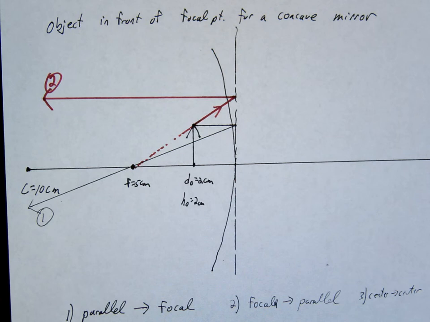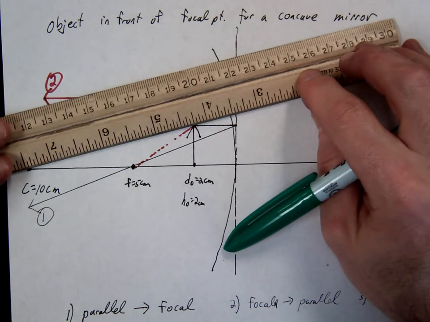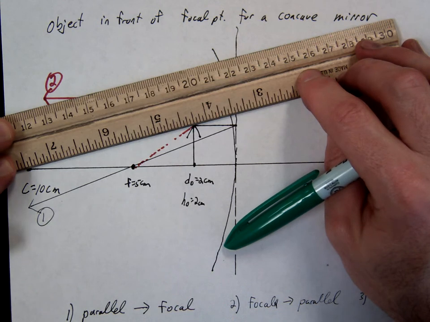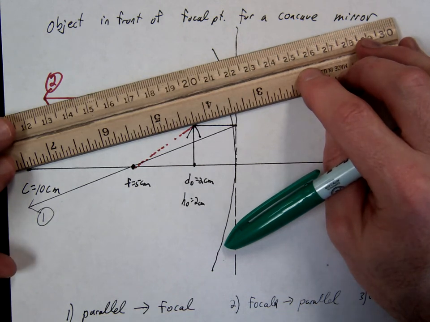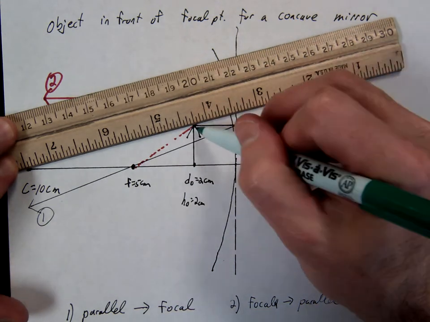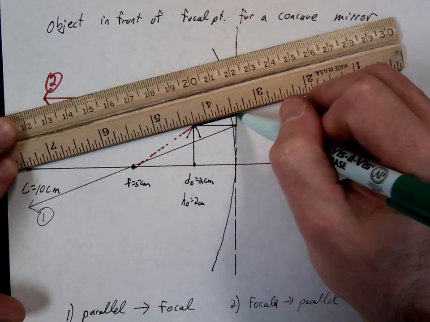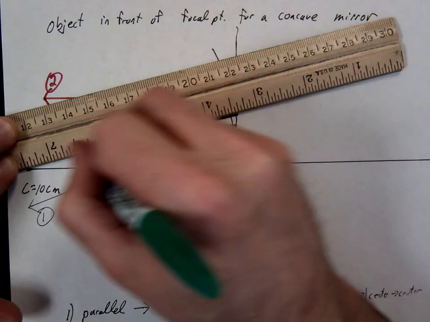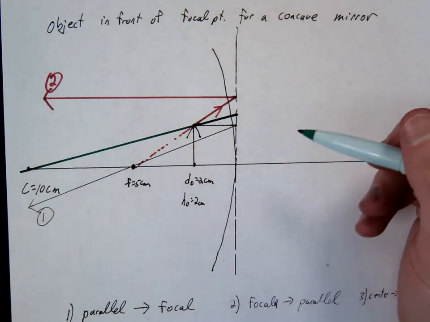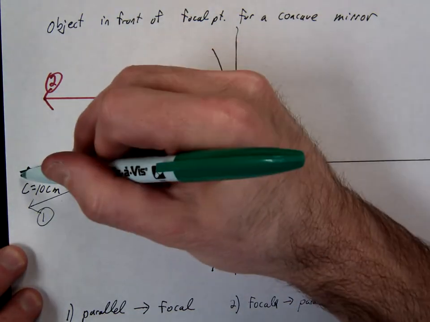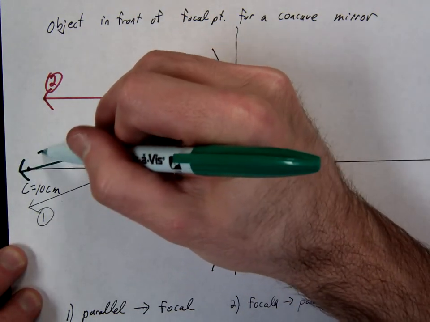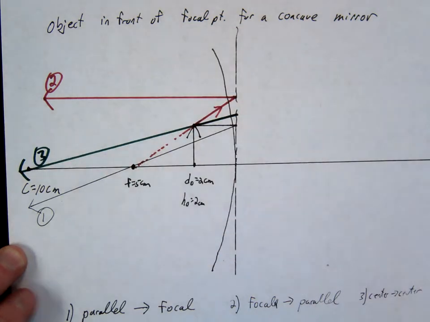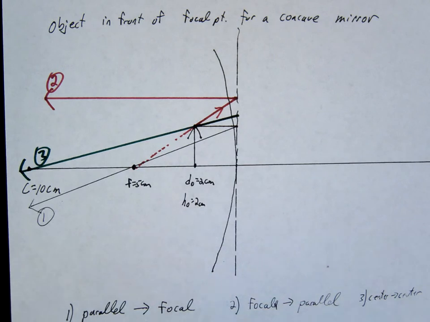So just like we did on that last one, what you're going to do is you take your ruler, you aim it with the center, you're going to send it towards the mirror, but it's just going to reflect straight on back, this way. Okay, so that's beam 3.